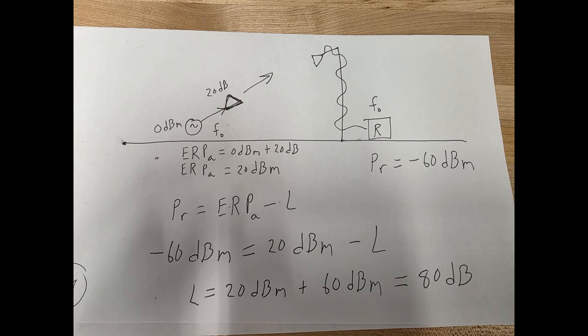So now that we know the loss, which includes the path loss, the horn gain, and the loss of the cable, we've lumped it all together into this L term, which is just 80 dB. Very simple. All right. Now we're back to, let's see here, slide 5.